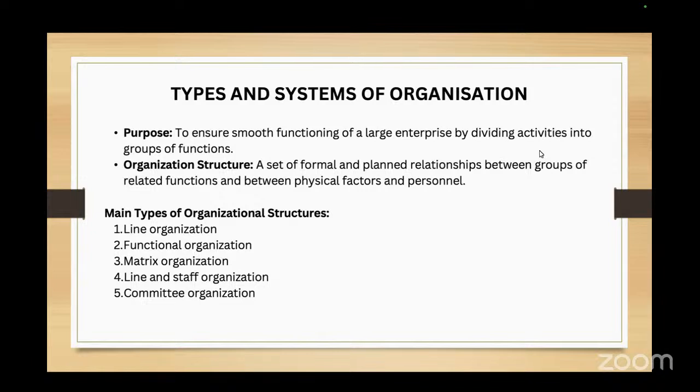Line and staff organization. This is a mix of line organization and functional organization. In this system, line workers are directly responsible for performing tasks, while staff members provide expert advice or support to the line workers. For example, a production line worker may get advice from a specialist in quality control, but they don't directly handle the production. This structure aims to use the expertise of staff without giving them authority over the work being done.